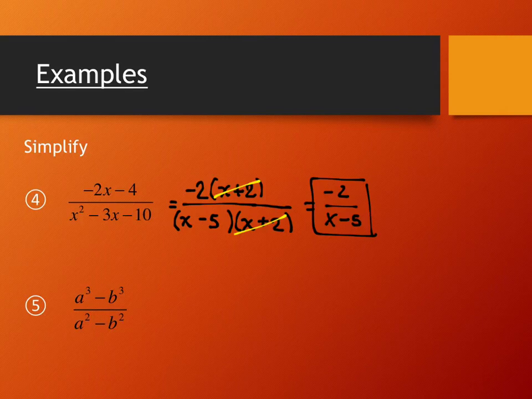All right, example number 4 looks like some special factoring that we did in section P.5. It actually was 2 class periods ago, which is a week at this point. What does the numerator look like to you? Difference of cubes, right? There's cubes in there. And what about the denominator?